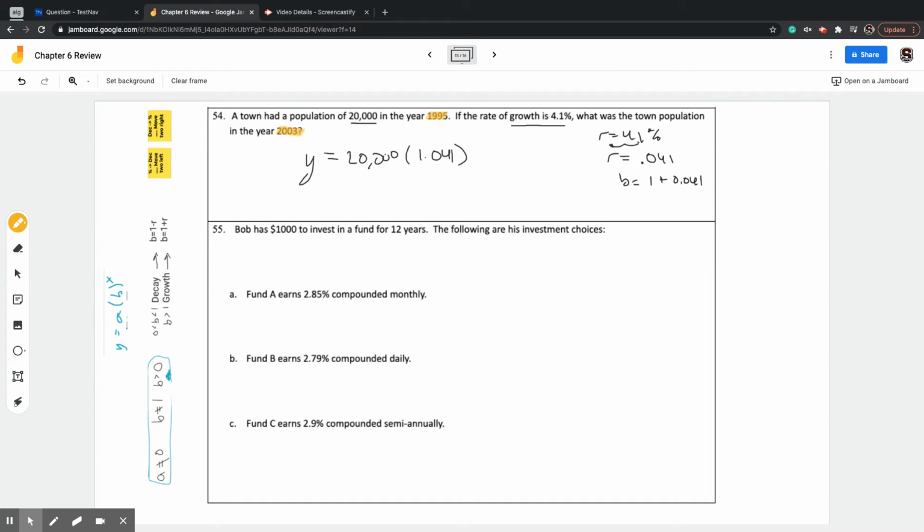Well, from 1995 to 2003, 8 years went by. Right? You could take the numbers and just subtract them. So take these, this combined with this becomes 8. All right, and then it's a calculator problem.